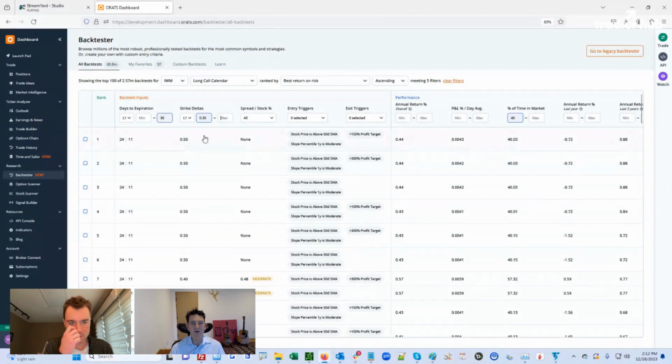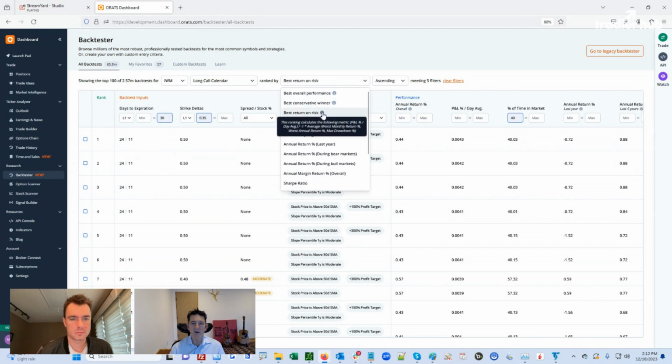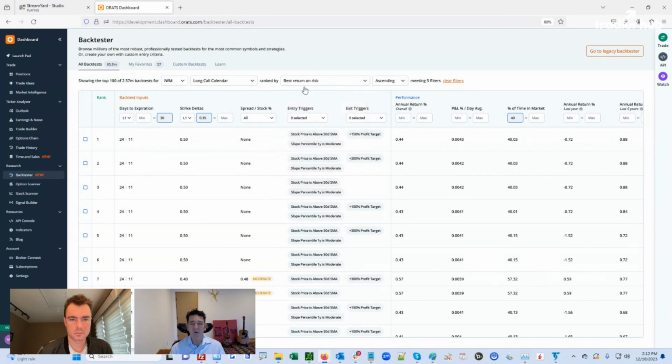Now to answer Tyler's question, these are sorted by the top best return on risk. You could hover over the information and see that it ranks based on average daily returns divided by the worst month, the worst annual return and the max drawdown. So the negative of that. We're trying to find a good return on it. It's almost like a Calmar ratio, I believe, where Calmar is return divided by drawdown. So we sorted by those, and the best ones.